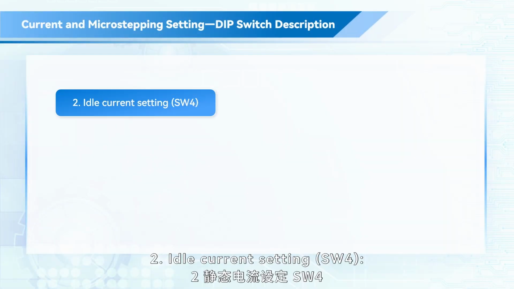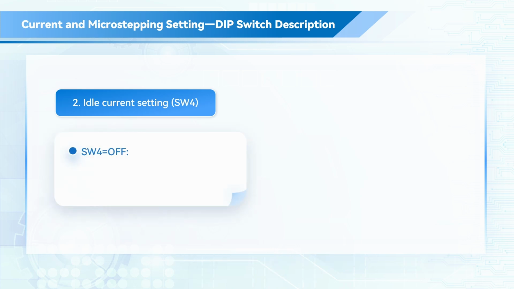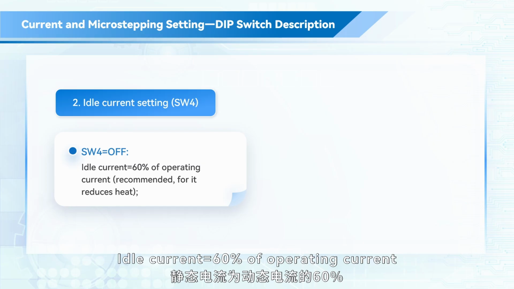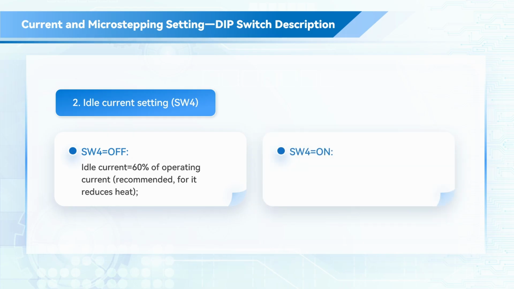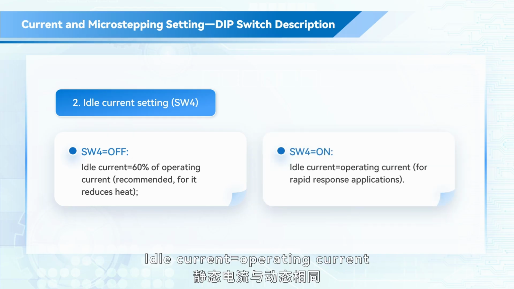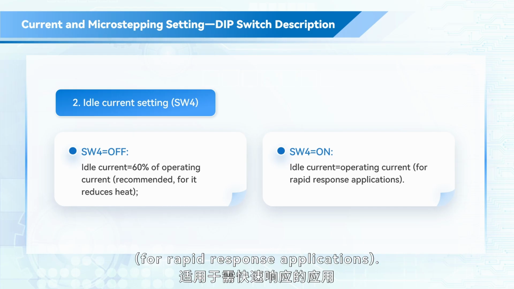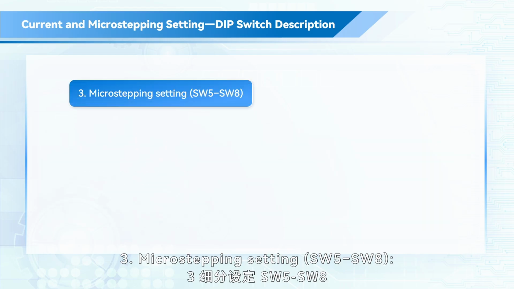2. Idle current setting, SW4. SW4 equals off: idle current equals 60% of operating current. Recommended, as it reduces heat. SW4 equals on: idle current equals operating current. For rapid response applications.